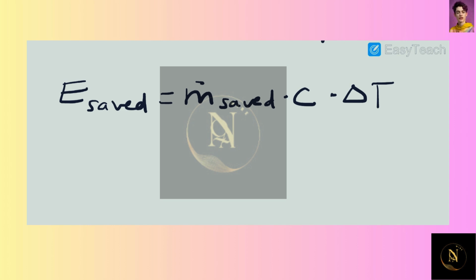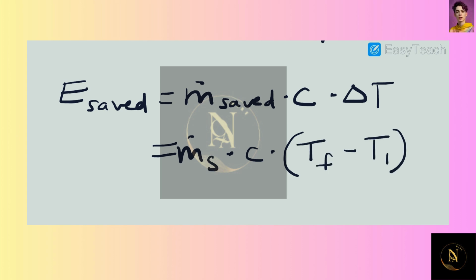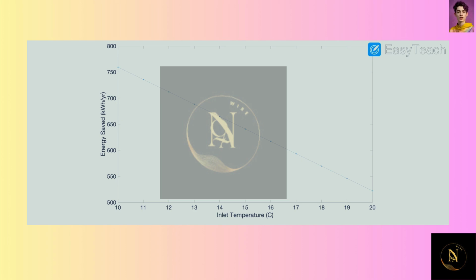the delta temperature. Now the delta temperature will be the final temperature to which the water is heated to, so TF minus our input temperature. Now remember, the input temperature is what we're changing to see how this affects the energy saved. So by changing this from 10 to 20 degrees C on this plot here, we can see the effect on the total energy that's saved.